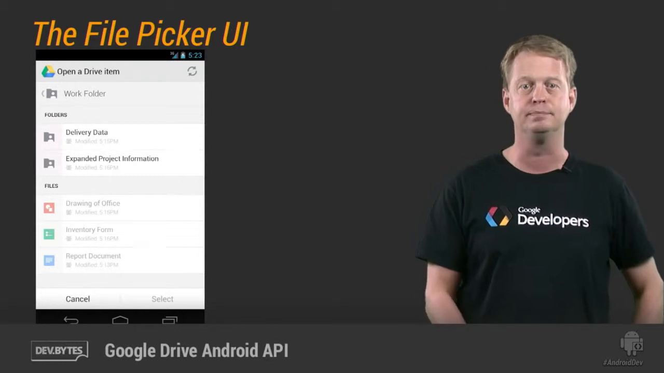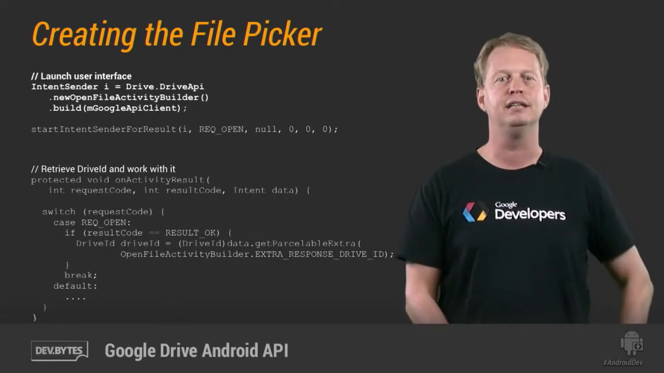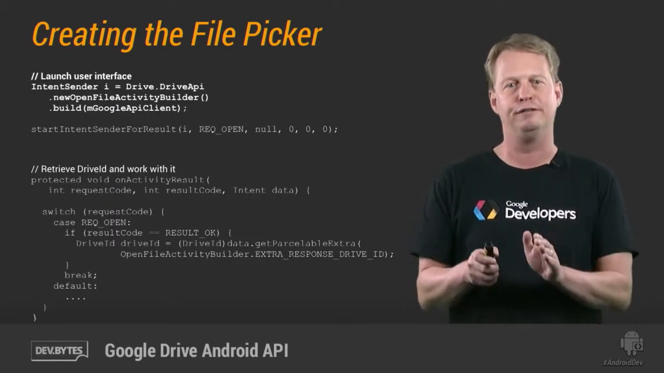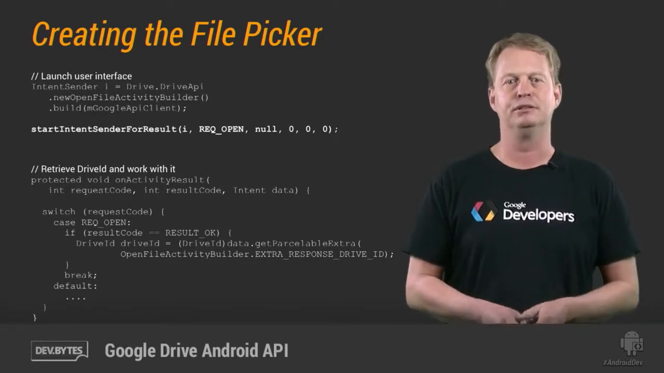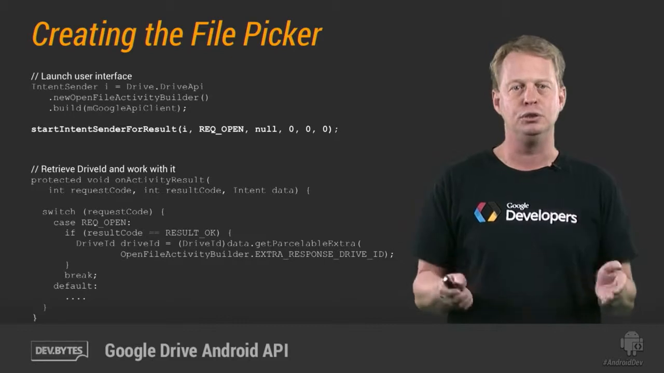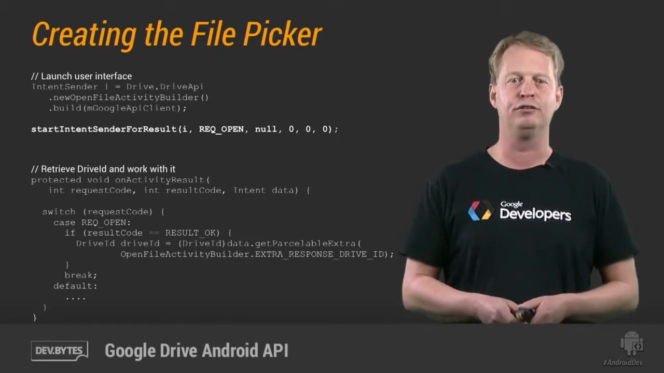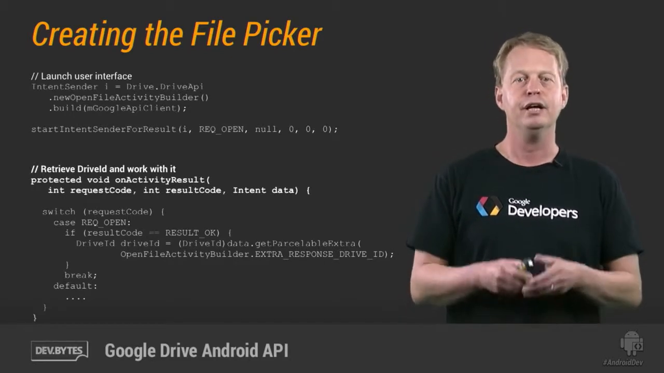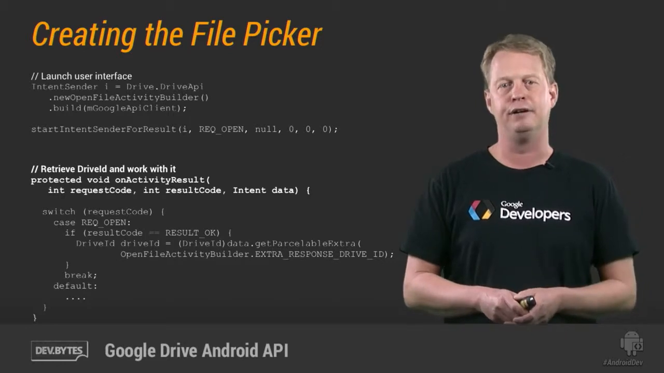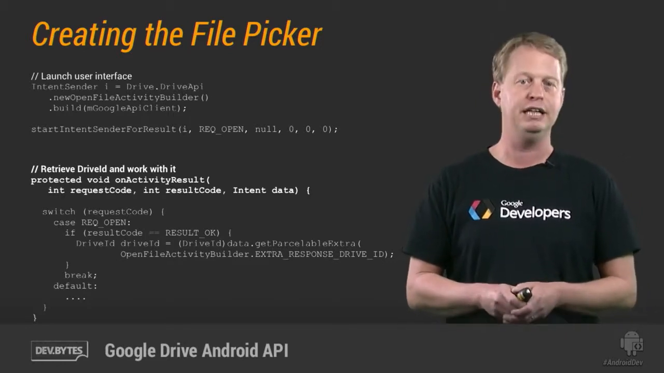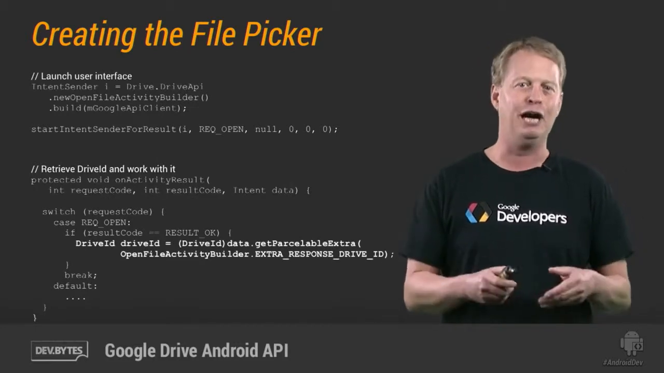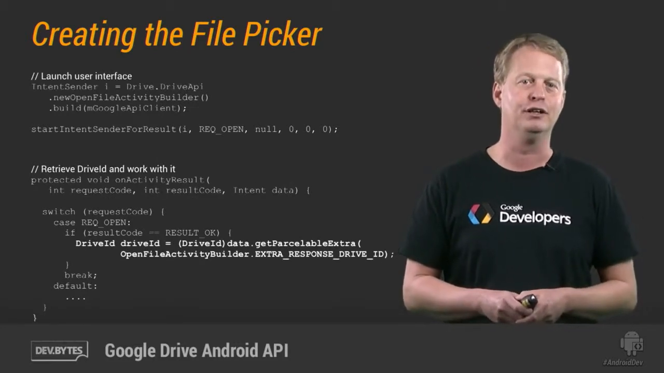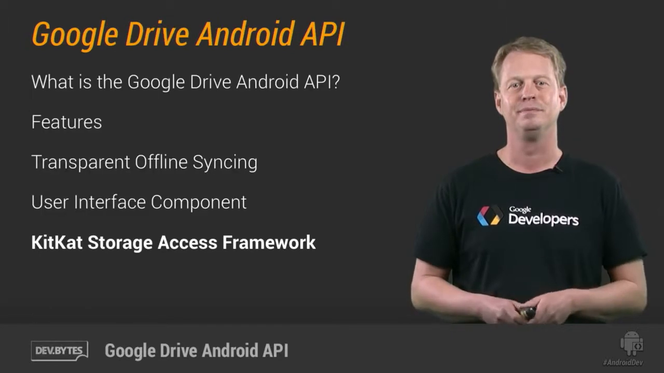So how do you do that? Well, first of all, you create an intent, which opens up the file activity builder. Then the actual magic happens when the intent is fired. The user will be able to select the files or folders that they want. Once the user has selected their files, the result will be available in the onActivityResult method, as usual on Android. And finally, you get the Drive ID for the content that you can work with.